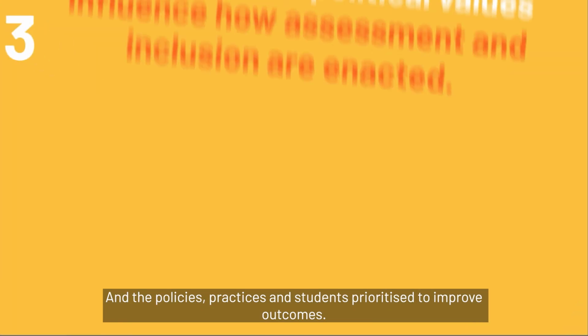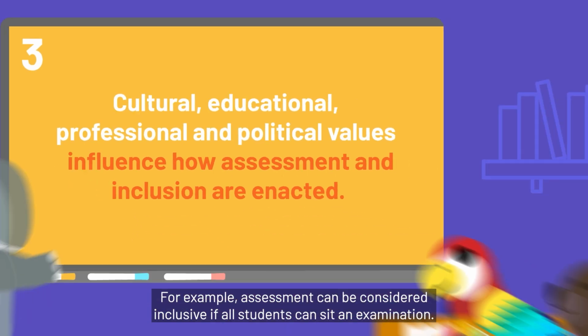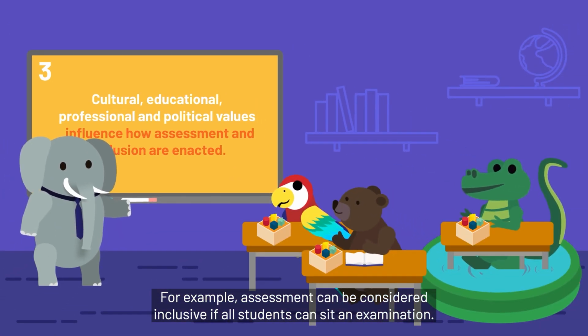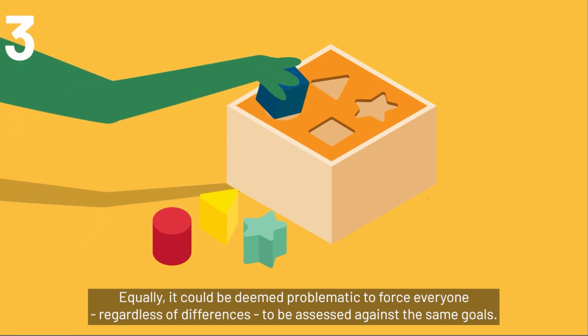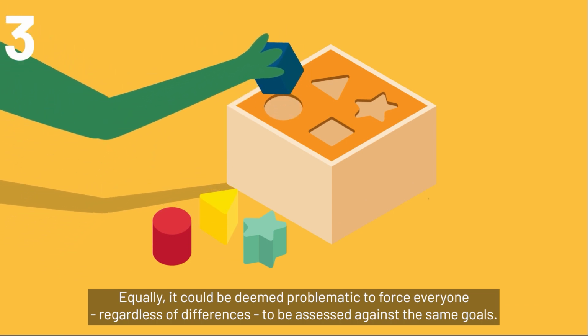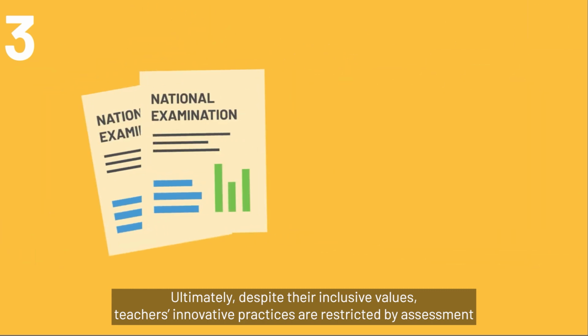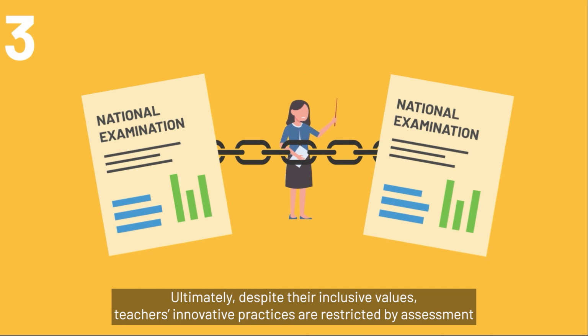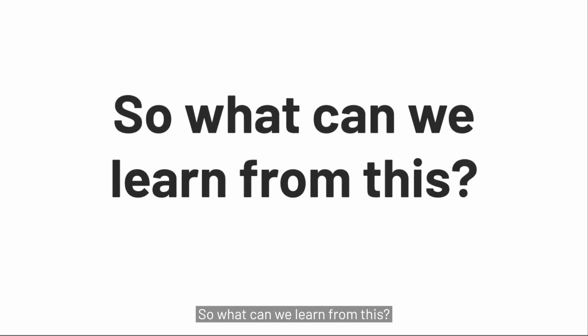Cultural, educational, professional and political values influence how assessment and inclusion are enacted. For example, assessment can be considered inclusive if all students can sit an examination. Equally, it could be deemed problematic to force everyone, regardless of differences, to be assessed against the same goals. Ultimately, despite their inclusive values, teachers' innovative practices can be restricted by assessment and accountability policies which limit autonomy and time. So what can we learn from this?